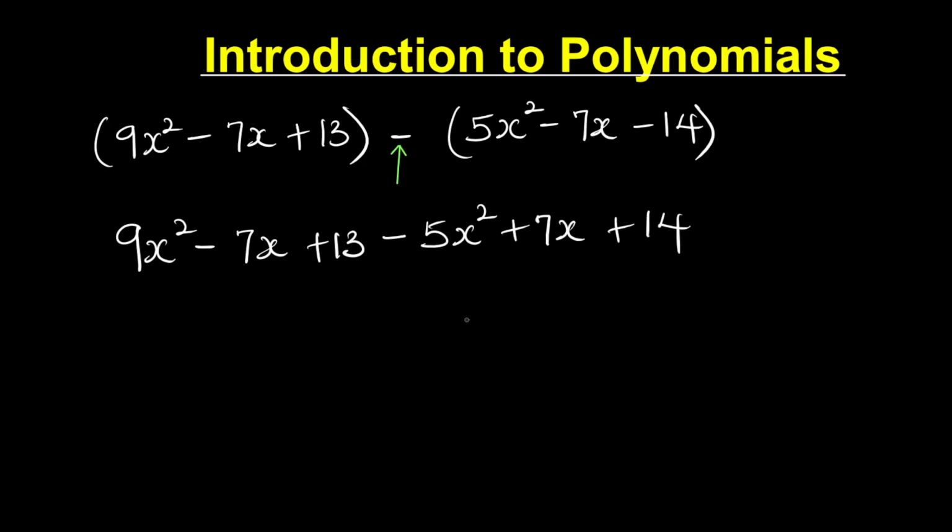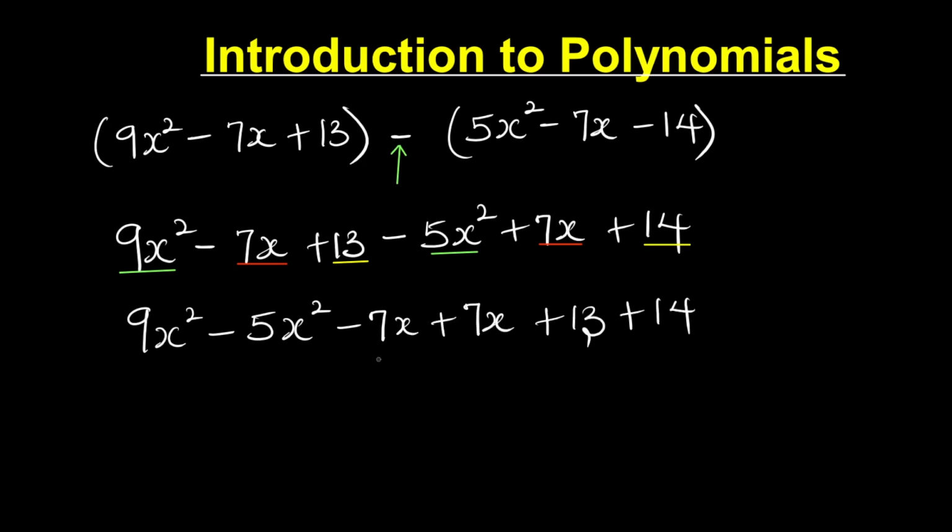Proceeding further, we are going to collect our like terms. This will yield 9x squared minus 5x squared minus 7x plus 7x plus 13 plus 14. Now from here we realize that negative 7x plus 7x will cancel out. 9x squared minus 5x squared is 4x squared. 13 plus 14 is 27. Therefore our answer is 4x squared plus 27.